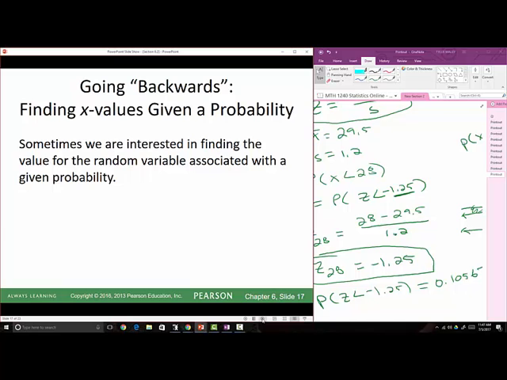Sometimes you might want to go backwards. In other words, maybe you know a given probability, but you need to find the x value. So this is also true, kind of doing this in reverse. We know this probability, and we want to know, well, what goes here? What's the x value?